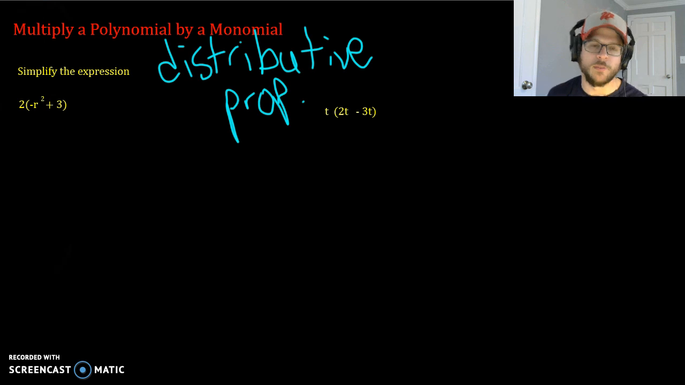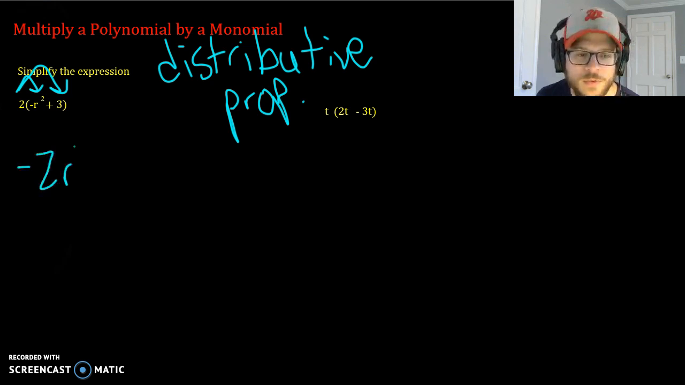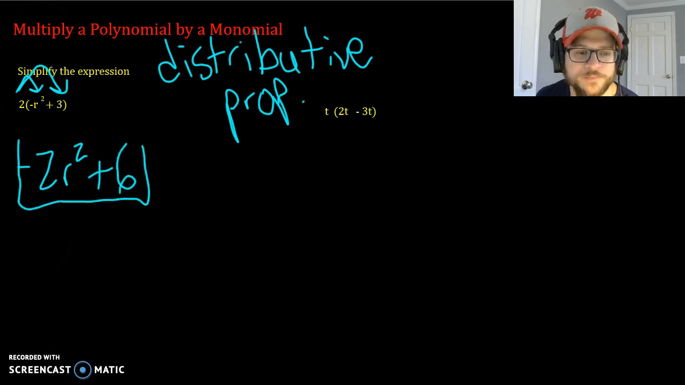Okay, since there's only going to be one term on the outside of your polynomial, you just need to understand that you're taking that one term and multiplying it times everything on the inside. So for example, this 2 times the negative r squared and times the positive 3 along with it. This is something that you should be already familiar with, but it will look a little bit different when your monomial has variables. So 2 times negative r squared is negative 2r squared. Then 2 times positive 3 is 6.